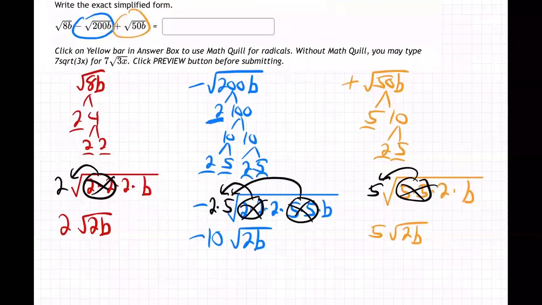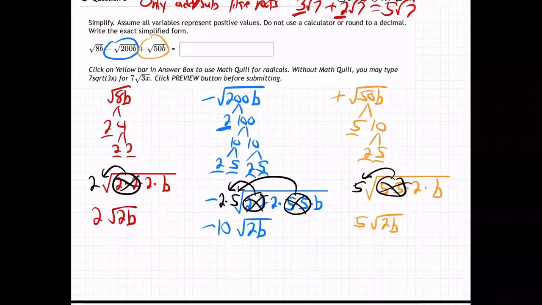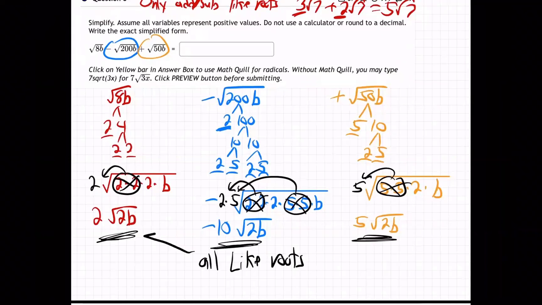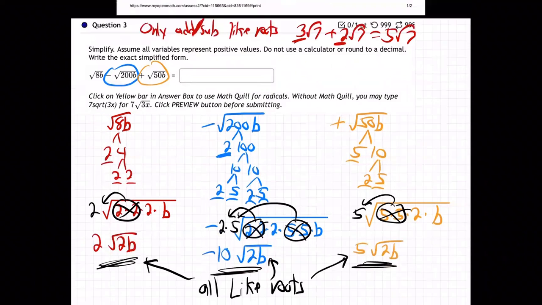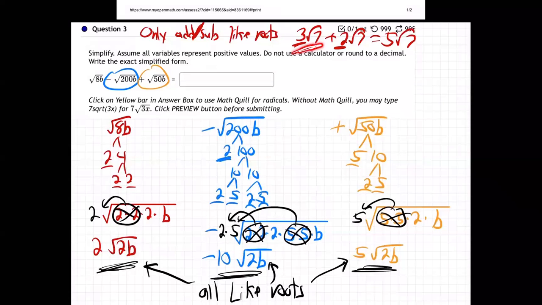Okay, so now we have 3 terms all simplified. And notice they're all like roots, aren't they? All 3 of them have the same exact root pattern. Root of 2b, root of 2b, root of 2b. They're all the same. And so what do we do in this situation? We add and subtract the numbers in the front, right? Just like up here, when you have 3 root 7 and 2 root 7, it's 5 root 7. You just add the 3 and the 2 in the front.